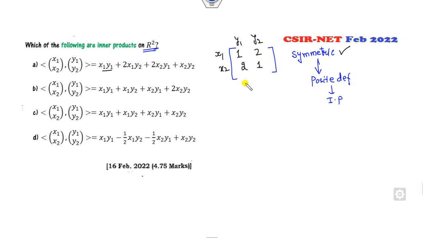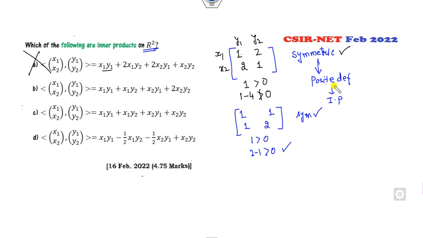Yes. Now what is the first principal minor? 1, which is greater than 0. The second principal minor is 1 minus 4, which is not greater than 0. So the first option is cancelled. Look at the second pair. x1, y1, 1. x1, y2, 1. 1, 2. Is it a symmetric matrix? Yes. So 1 greater than 0, 2 minus 1 greater than 0. Satisfied. It is positive definite, so it is the inner product.